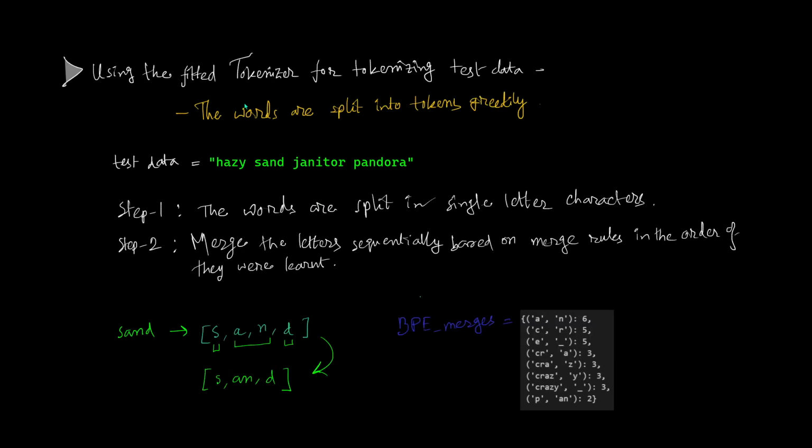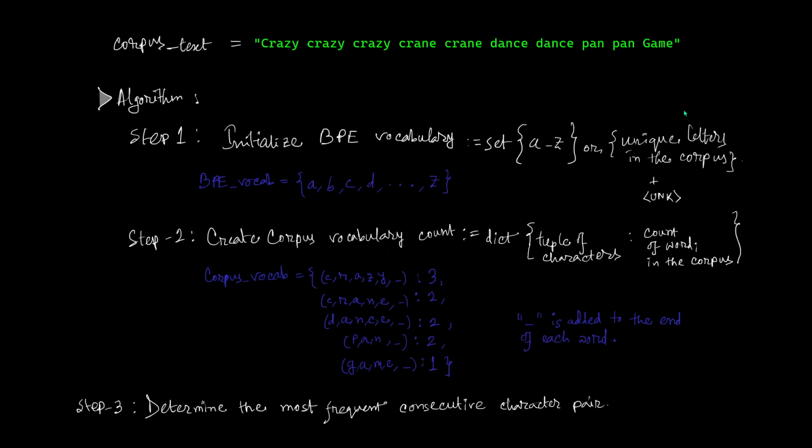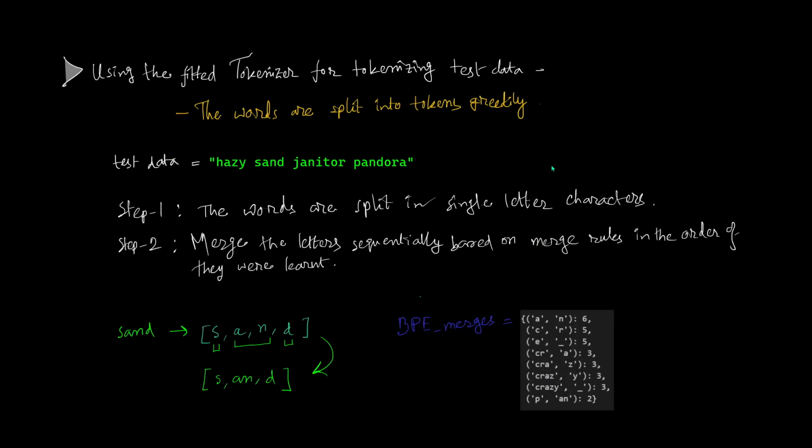So in this portion, we will see how to tokenize another set of data using this vocabulary. We will follow a greedy approach. How are we going to do it? Step 1, the words are split into single letter characters. Whatever we did at first when creating the BPE vocab, where we split the corpus into unique letters, we are going to do the same thing. Suppose sand is going to be tokenized; for sand we just split it into single characters.